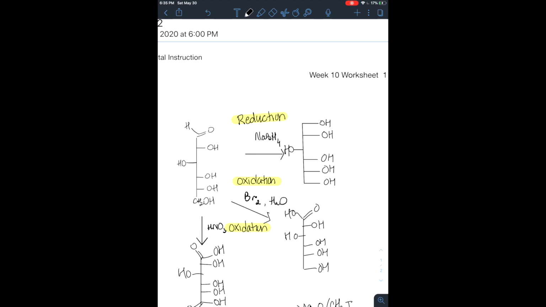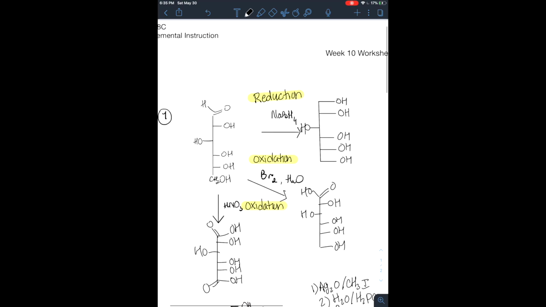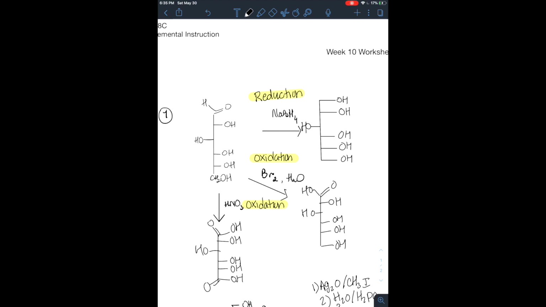So for this first question, I did it a little bit different this time where I just write out the answers and I explain it. That way I have time to do that. So for the NaBH4, this is a reduction. You guys have seen it many times, but now we're just working with sugar chemistry. So when you have NaBH4, what it does is it reduces this aldehyde on carbon 1 into a CH2OH.